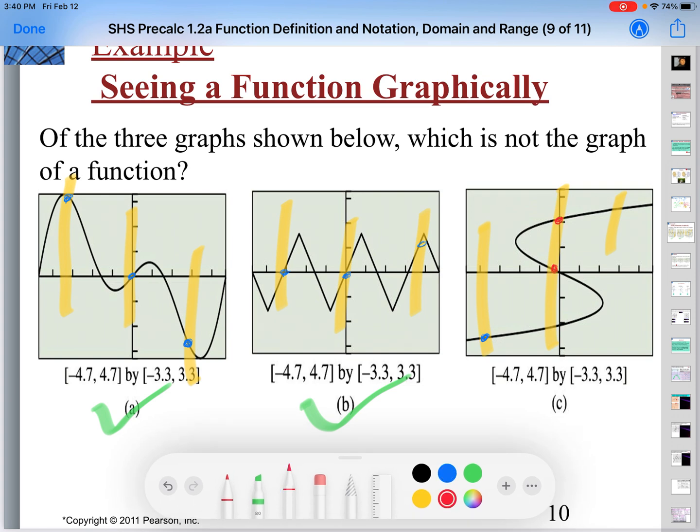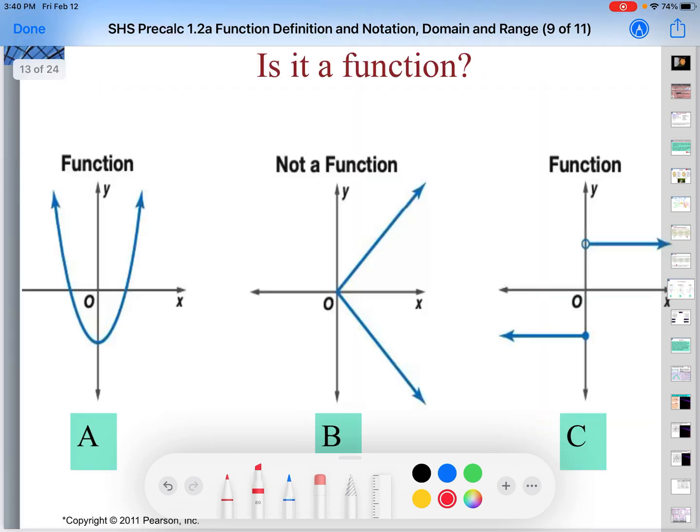It fails the vertical line test because it's not 1-to-1. There's more than 1 point, if that makes sense. The vertical line goes through the graph in more than one place. So this one would be a no. Let's try some more examples here. Are these functions here? Again, you already see the answers, but draw some points here.